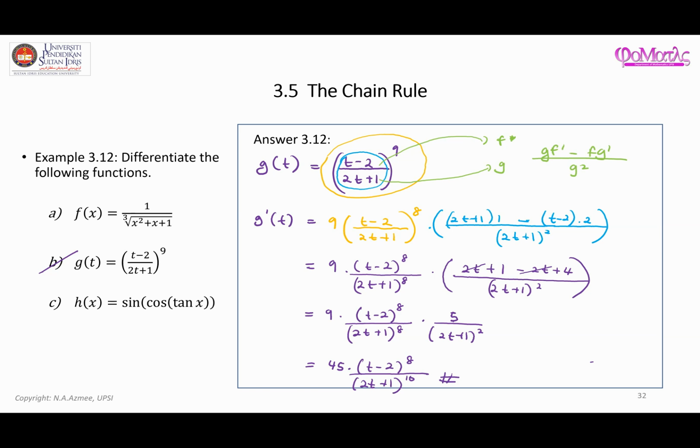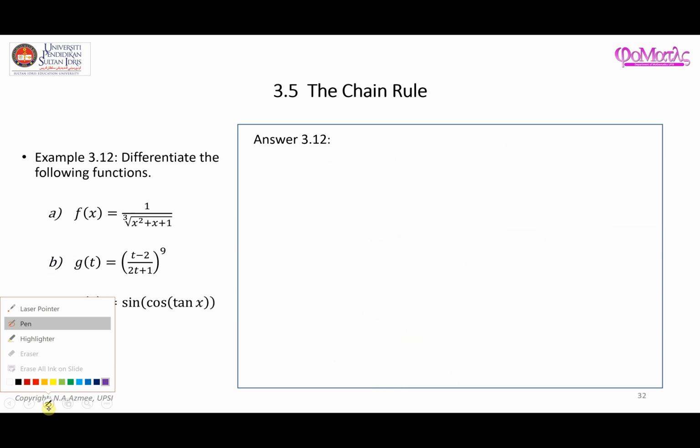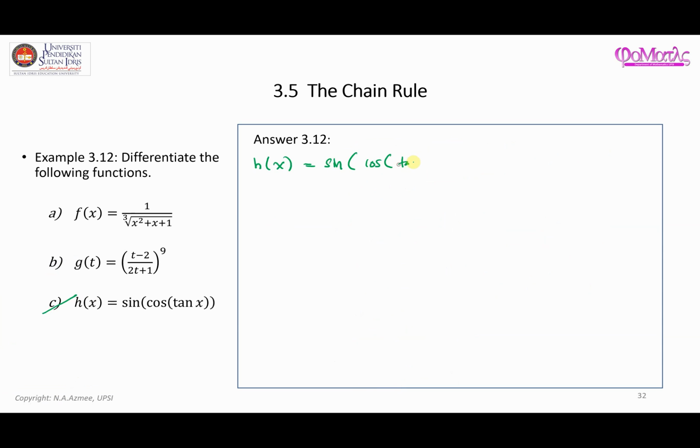All right. Now let's move on to the last example. Here we have this function h(x), which is equal to sine of cosine of tangent of x. In order to find the derivative of h(x), again we are going to consider the very outer function of this, which is this one.